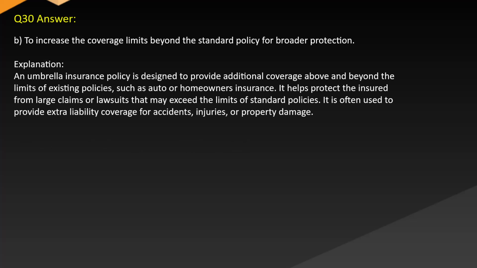Answer: B. To increase the coverage limits beyond the standard policy for broader protection. Explanation: an umbrella insurance policy is designed to provide additional coverage above and beyond the limits of existing policies, such as auto or homeowners insurance. It helps protect the insured from large claims or lawsuits that may exceed the limits of standard policies. It is often used to provide extra liability coverage for accidents, injuries, or property damage.